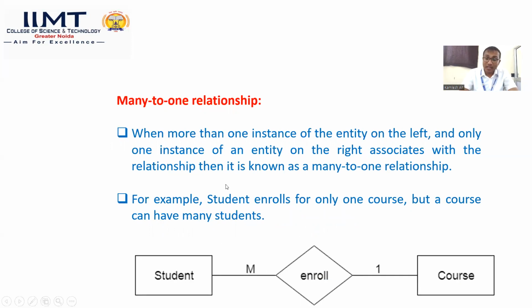Many-to-one relationship: when more than one instance of the entity on the left and only one instance of an entity on the right associates with the relationship, then it's known as a many-to-one relationship. For example, a student enrolls for only one course, but a course can have many students. Many students enroll in one course, so many students are enrolled in this course.